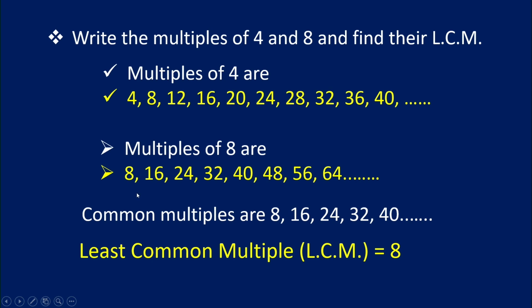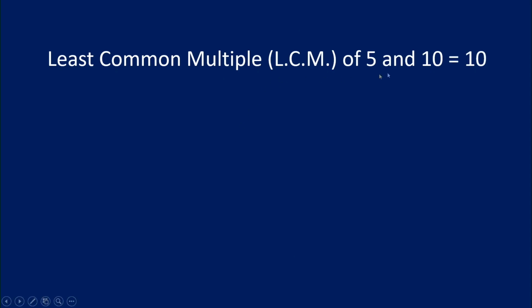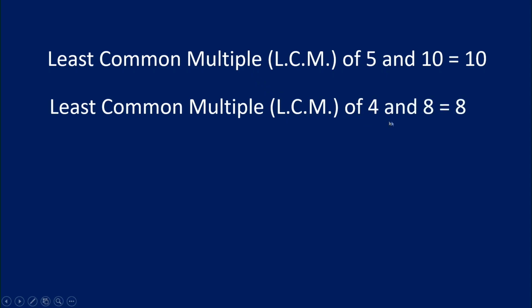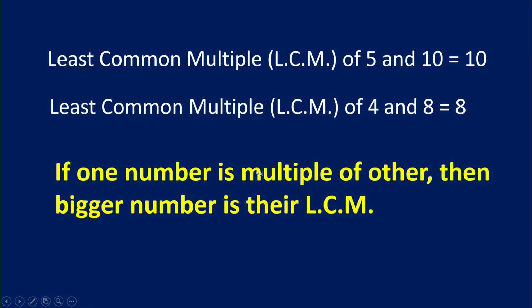From these two observations, let us have a conclusion. Least common multiple of 5 and 10 is equal to 10 and least common multiple of 4 and 8 is 8 here. So what did you observe from these two statements? Hence, if one number is a multiple of the other, then the bigger number is their LCM. Here 10 is a multiple of 5, hence 10 is the LCM of 5 and 10. 8 is a multiple of 4, hence LCM of 4 and 8 is 8 here.